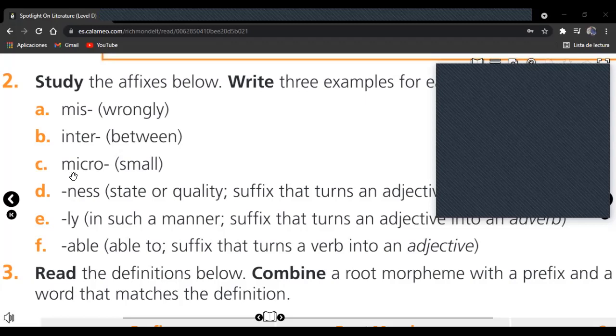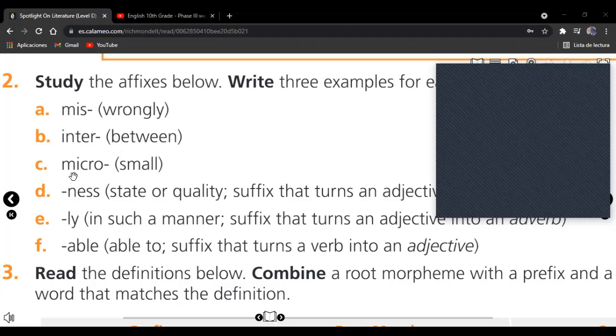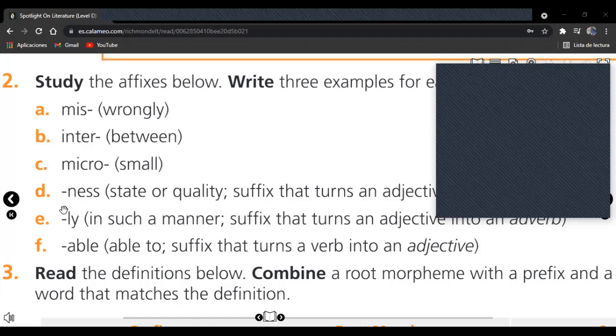Micro. Microwave, microphone. Yeah, microwave. Maria, you were going to say something? Microwave, microbus. Yeah, those are small buses, microbus. Okay, you got it, ladies, you got it.